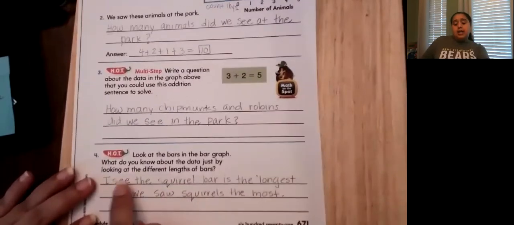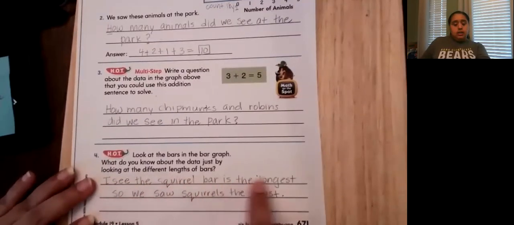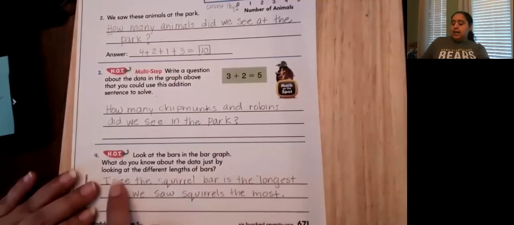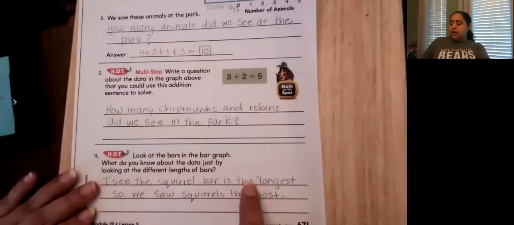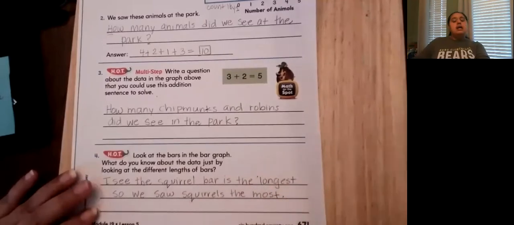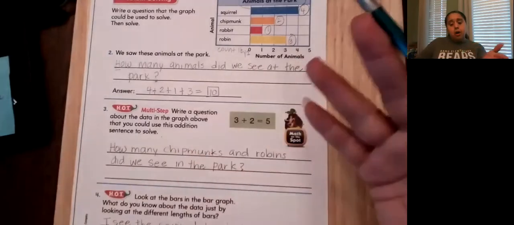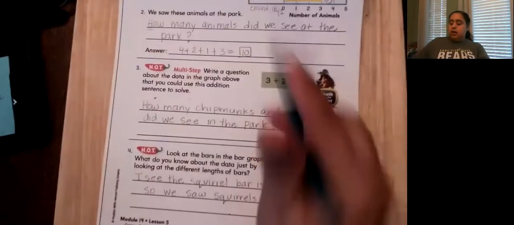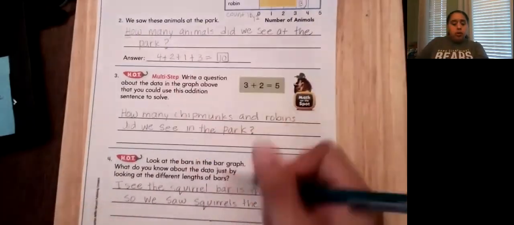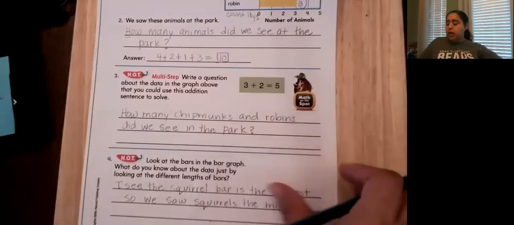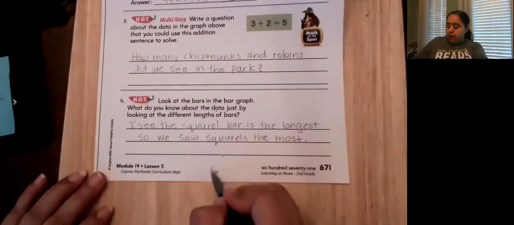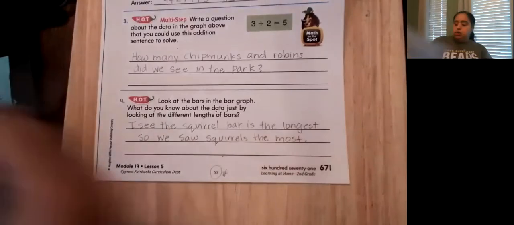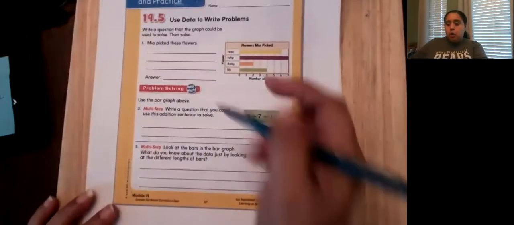I can also see, I see the rabbit bar is the shortest, so we saw rabbits the least. Or I can say, I see that the robin bar is longer than the rabbit bar, so there are more robins than rabbits. You have to talk about the bar, the size of the bar, and what does the size of the bar tell you, okay? This is pretty easy. When you do this one, remember, do it with me at the same time, okay? I just did page 55 with you. You are going to have to do page 57 on your own, and it's the same thing.